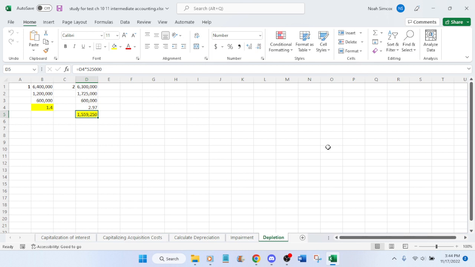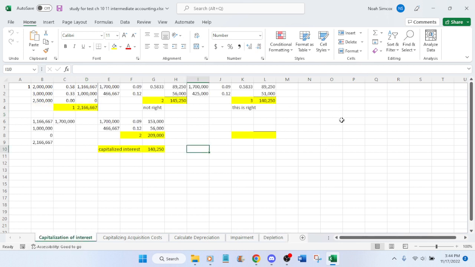So first of all, capitalization of interest. In this problem, I did something wrong. For calculating avoidable interest, you don't need to multiply it by 0.5833. Oh my gosh, I don't want to do this. Dude, am I going to have to do this whole problem again? This is so complicated.